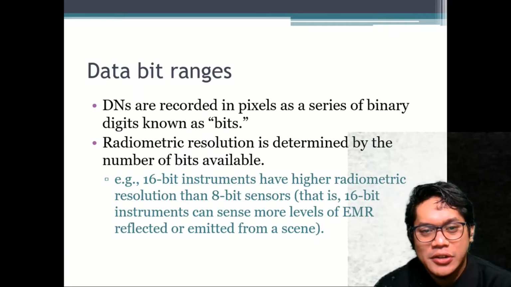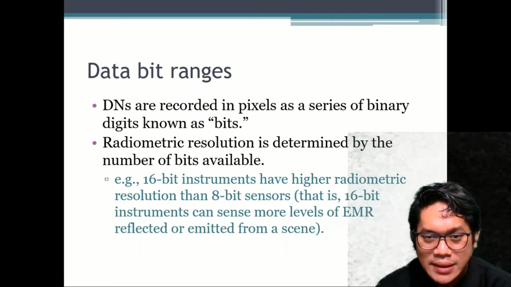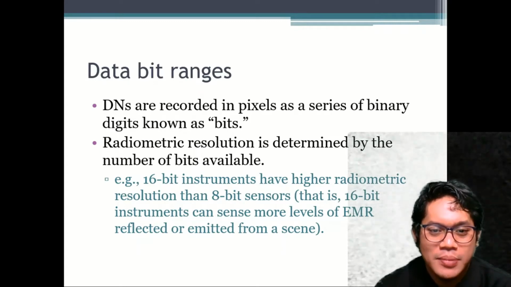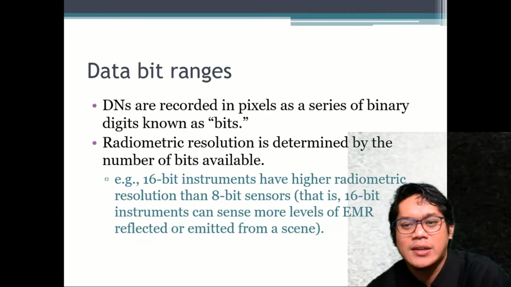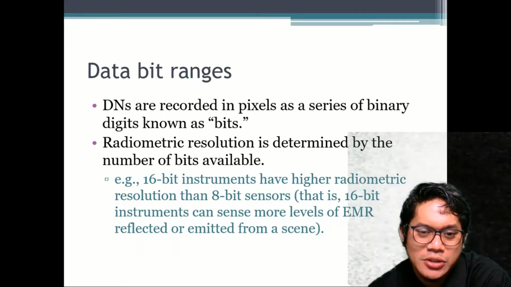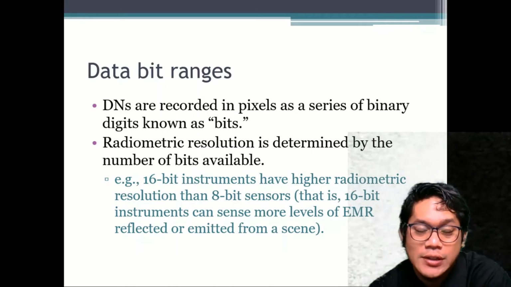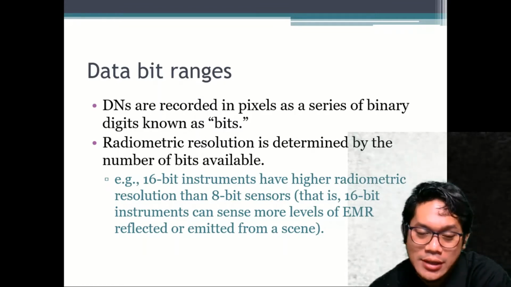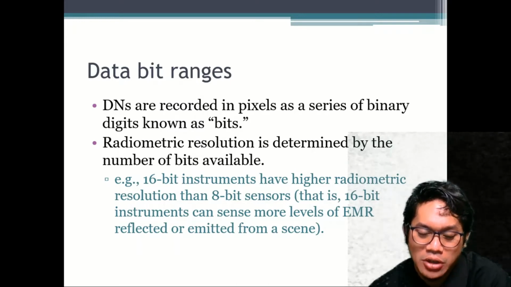And digital numbers recorded in the pixels are a series of binary digits known as bits, and radiometric resolution is determined by the number of bits available. For example, a 16-bit instrument has higher radiometric resolution than an 8-bit one, where a 16-bit instrument can sense more levels of EMR. So the range of the intensity is higher than the 8-bit sensor. More data can be detected, more data can be analyzed by the computer, and more.